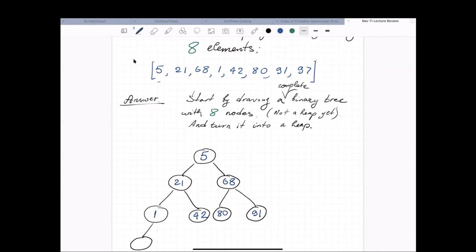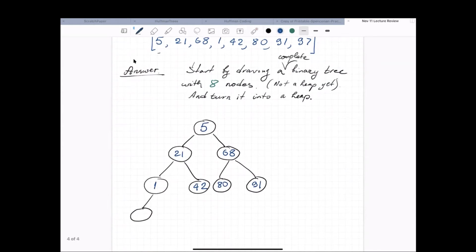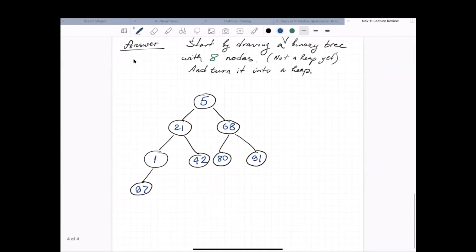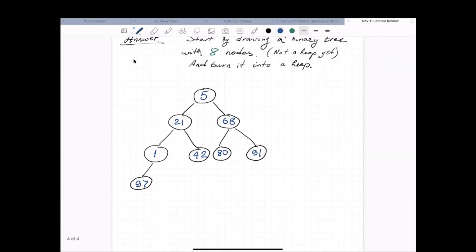Where's 97? Whose child is 97? It's 1's child. So where's 1? Here, at position 4. Where's 97? At position 4 times 2. Again, remember, we start counting at 1. So 97 goes there. Now, what's the next step? That's the first step: I read the data into my program. This is the array in which the data that came in is placed. We visualize this as this tree, and now we're going to turn this into a max heap.